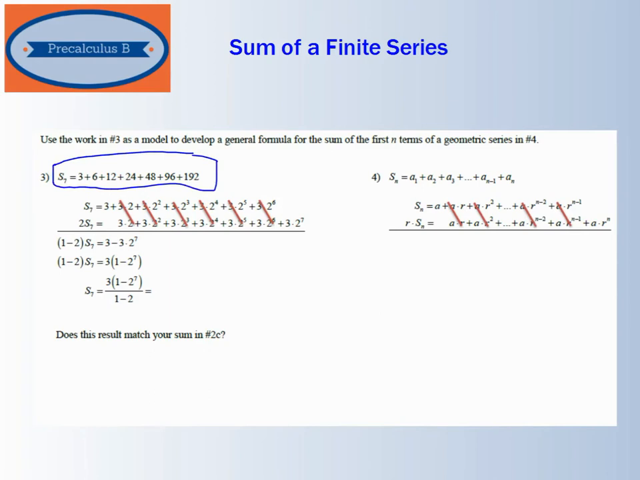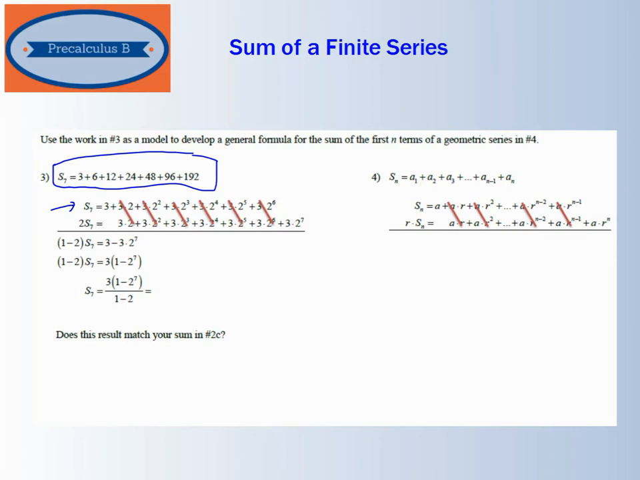Now, we could rewrite that in terms of the series itself as 3 plus 3 times 2 plus 3 times 2 squared plus 3 times 2 to the third, etc., etc., etc. We can take that and we can multiply each term by 2. So we're going to say 2 times the sum is the same as 3 times 2 plus 3 times 2 squared plus 3 times 2 to the third, etc., etc. So we take each term in the sum of 7 and we multiply it by 2.